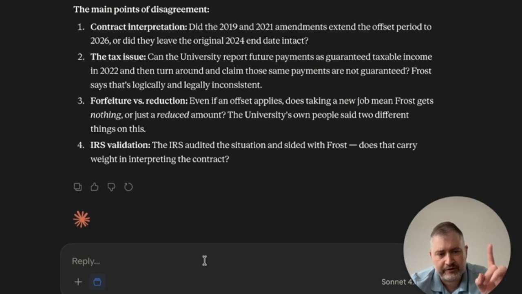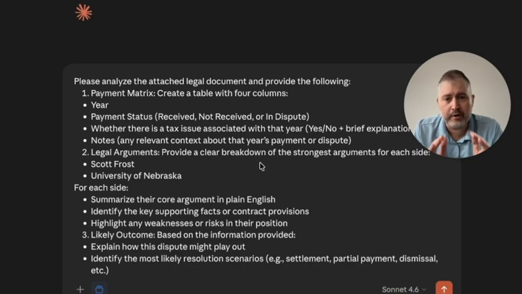But I'm still curious about the payments. What was received, what wasn't, and when did the tax problem happen? So I'm going to ask Claude to create a payment matrix, and I want 4 columns: year, payment status, whether there is a tax issue associated with that year, and any notes, any relevant context.